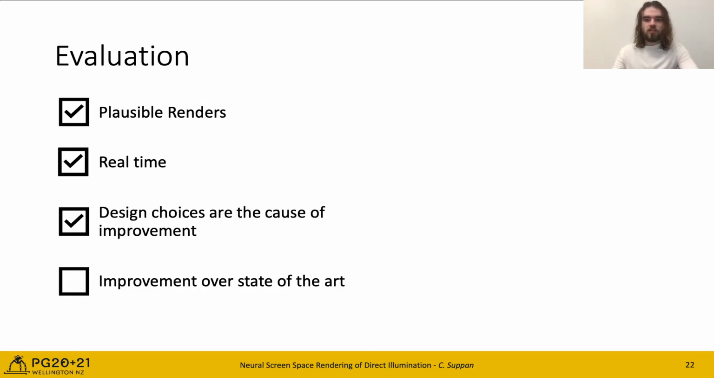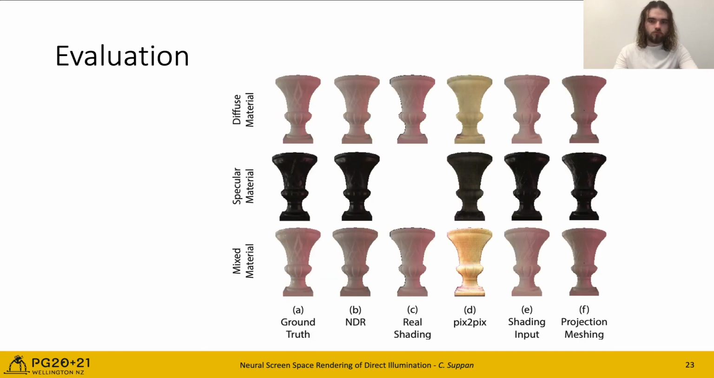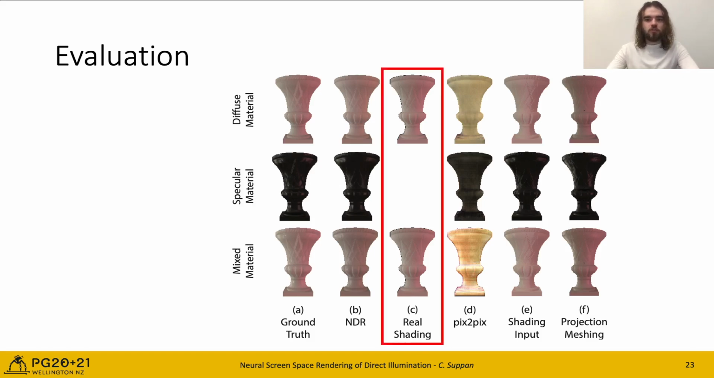Finally, we demonstrate that our method is an improvement over the state of the art. Existing work in neural screen space rendering is limited. The closest point of comparison is the previously introduced real shading, which produces diffuse shading with illumination baked into the network. Real shading produces visually similar diffuse shading, but lacks a specular component.